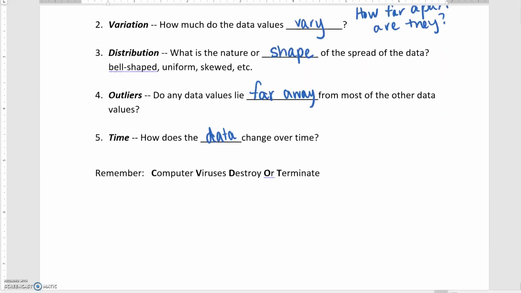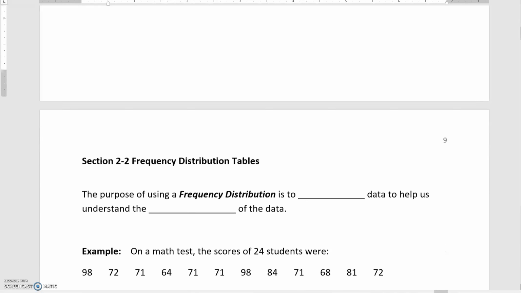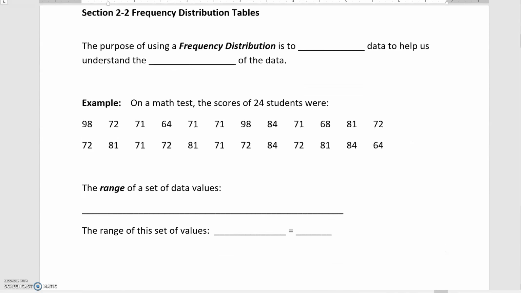Okay, now we're actually going to make a frequency distribution. So a frequency distribution is going to be a table that helps us organize our data to help us understand the distribution of the data. And remember, distribution is another word for shape.